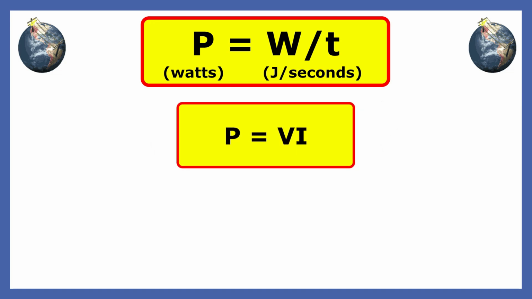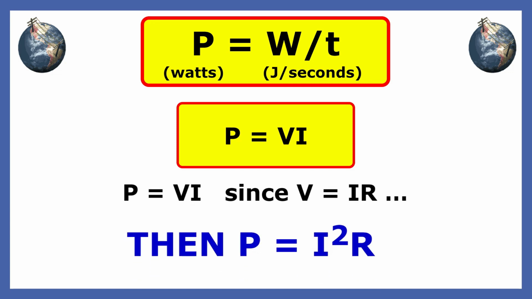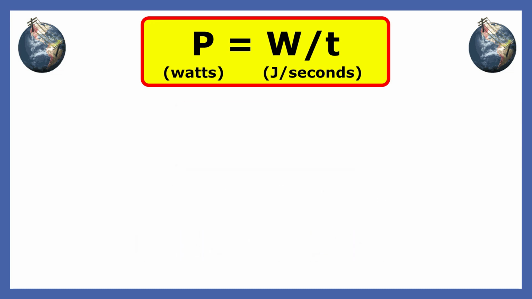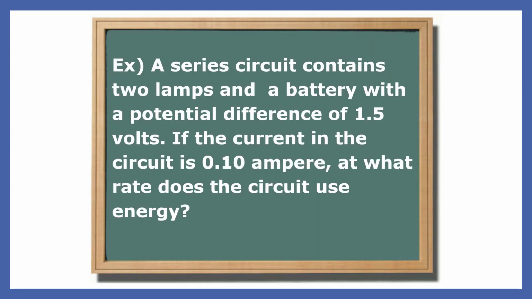And since Ohm's law tells us that V equals IR, replacing the V with IR in the equation, we get a new form of the power equation, P equals I squared times R. The last equation that can be used to find power is P equals V squared over R, where V is voltage and R is resistance. The variables given in our problem will determine which equation of the three we can use to get our solution. Let's try a problem and see if we can pick the right equation.